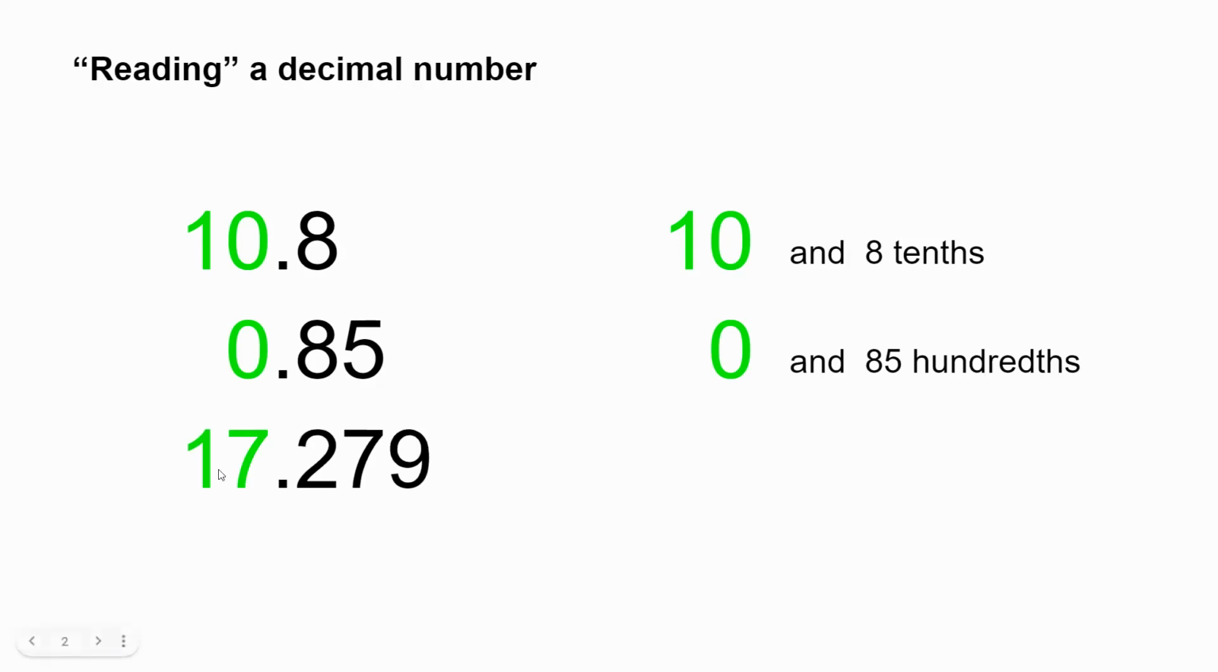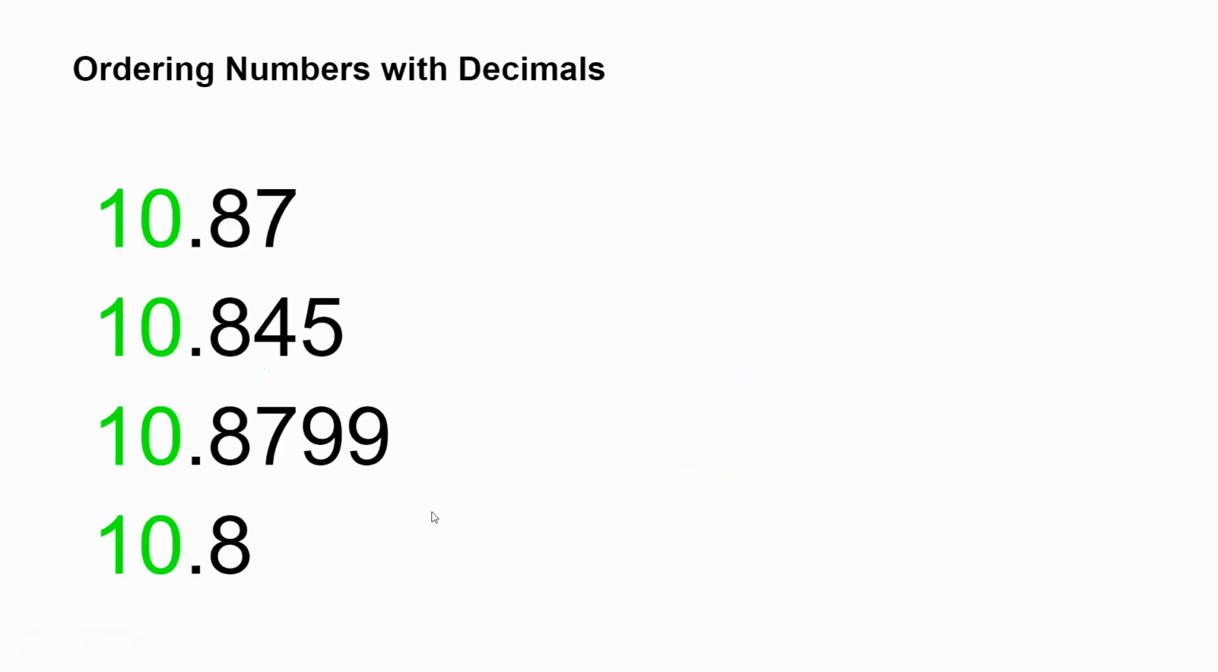Last example, 17.279. As you might have expected, now we go out to the third decimal place. That's called the thousandth place. So hopefully you're following the pattern here, 17 whole units and 279 thousandths. The reason I went through that is that it is related to the way that we sequence decimal values. So let's take a look at actually sequencing some values.